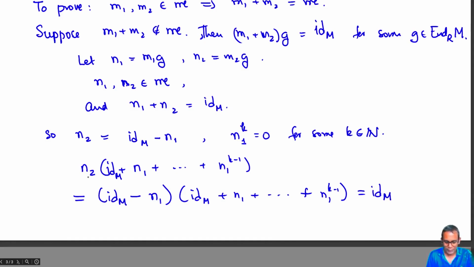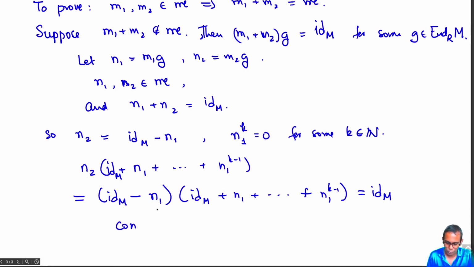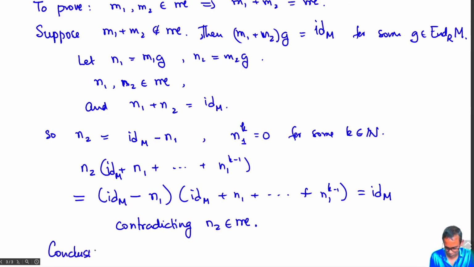So then what happened? n2 has become a unit, but that's a contradiction because we know that m2 is in M, so it's nilpotent. And so m1 plus m2 must again be an element of M. And so End R M is a local ring as required, because all non-units form a two-sided ideal.